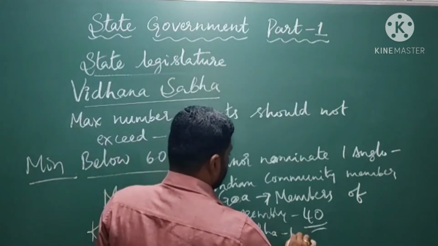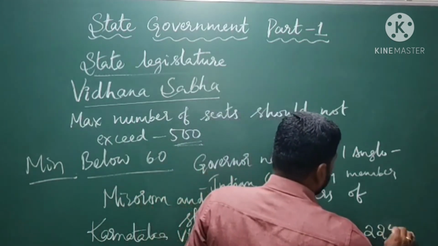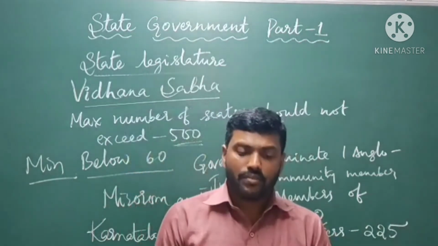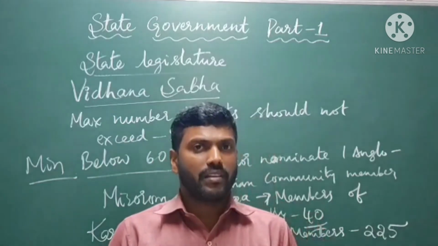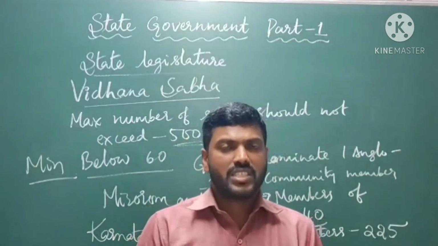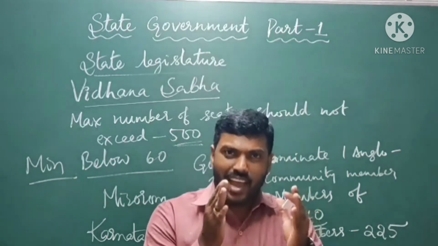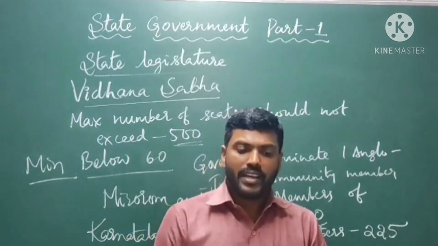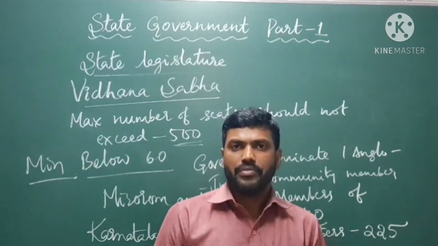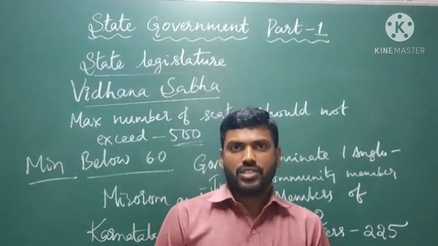Vidhana Sabha members. Total how many members? 225. Right? In that, 224 members are directly elected by the people through election by giving their valuable votes. And the remaining one member is an Anglo-Indian community member. He will be directly nominated by the president. So total 225. This is the number of Karnataka Vidhana Sabha members.